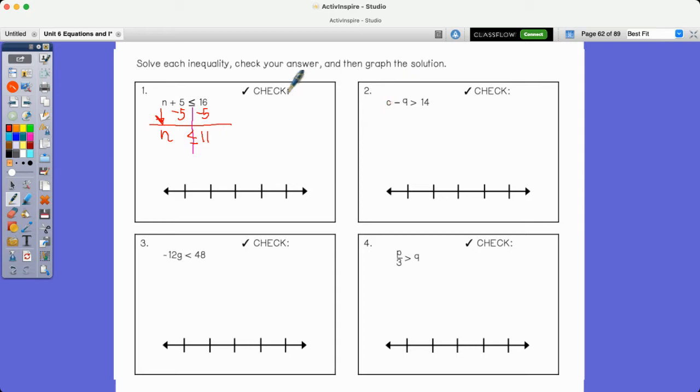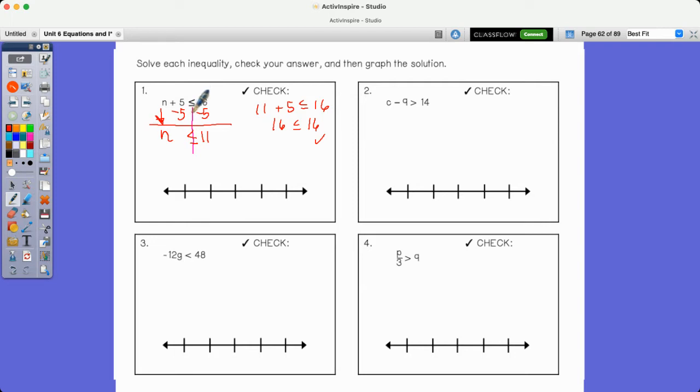And then we can check it. 11 plus 5 is less than or equal to 16. Is 16 less than or equal to 16? Yes, indeed. Now, here's one of the new things: we have to graph these.